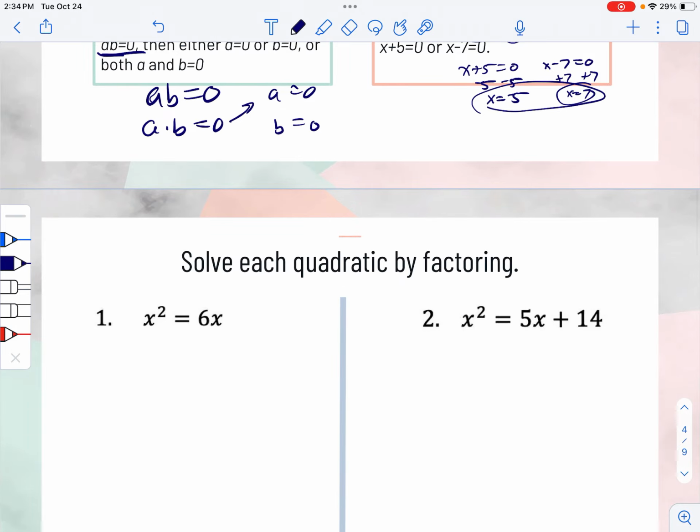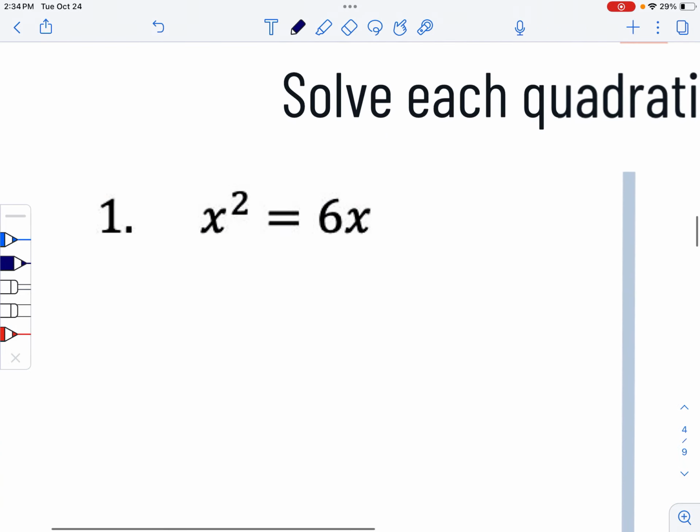Let's get into one of these and solve it. Okay, there are some steps. Step 1: get all terms on one side.